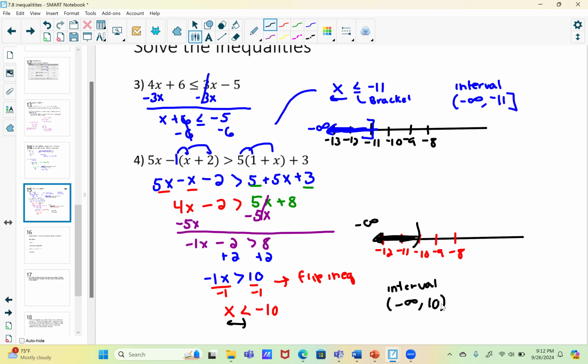Okay, and so that is solving inequalities. Again, it's the same process. You just have to remember to flip the inequality when you divide by a negative. And then you need to make sure you know how to graph it and do interval notation.